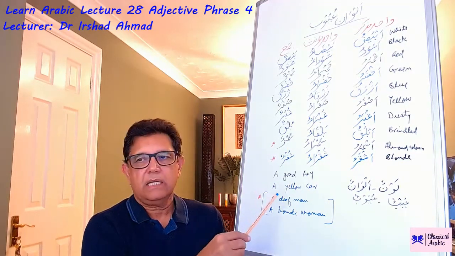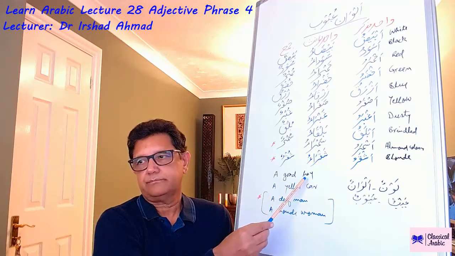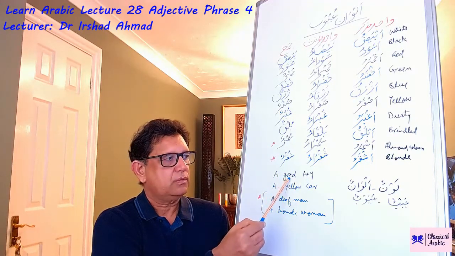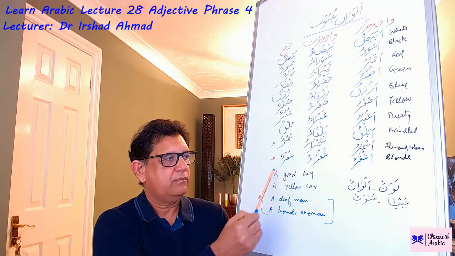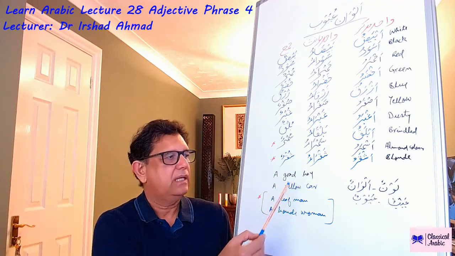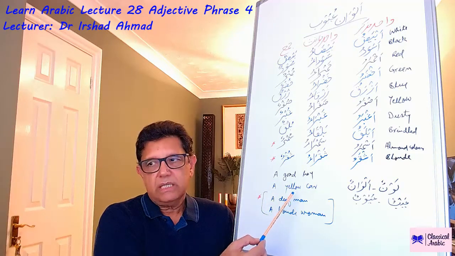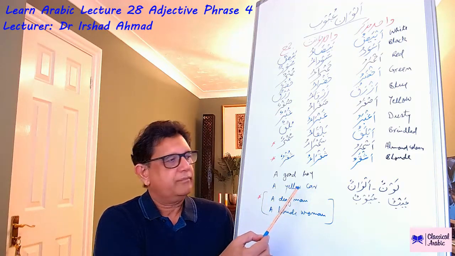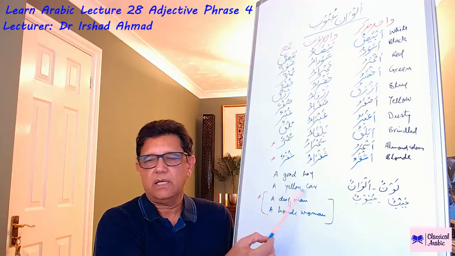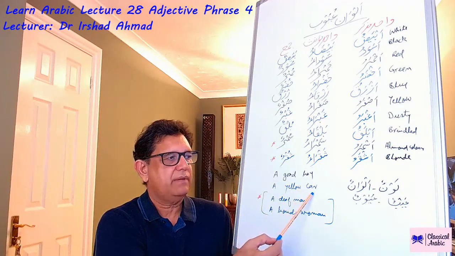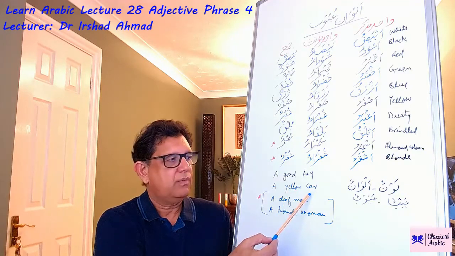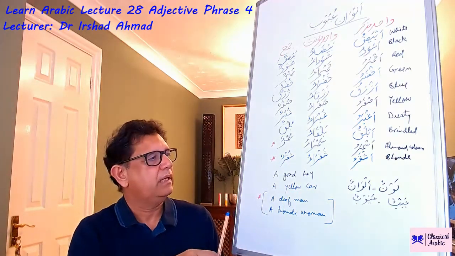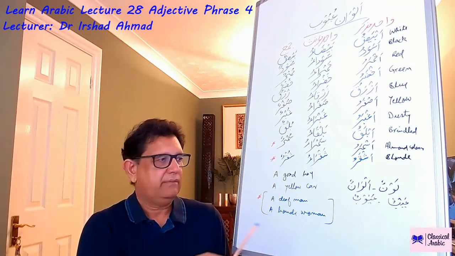We have been saying a good boy. So good is sifa and boy is mawsuf, making it murakkab tawsifi. We can also say a yellow car. So what kind of car? Yellow car. So yellow is describing car, and yellow is sifa and car is mawsuf here. Okay, so that's simple enough.